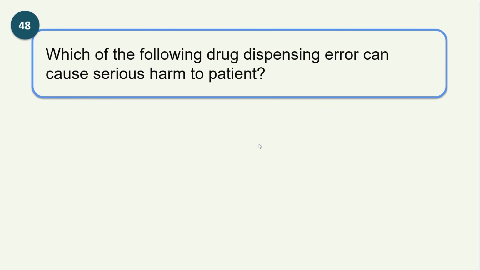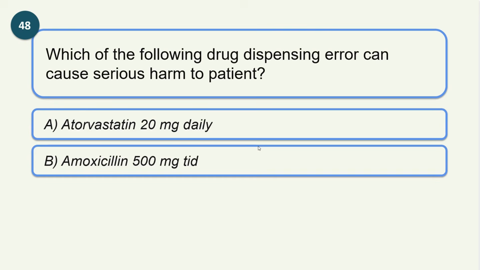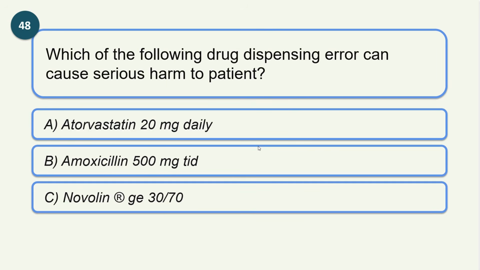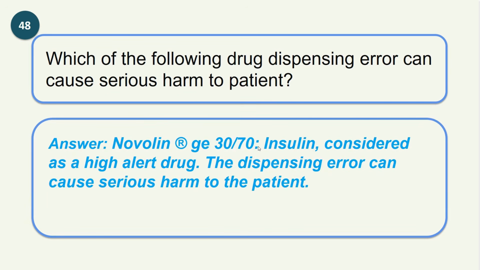Next, which of the following drug dispensing errors can cause serious harm to the patient? A. Atorvastatin. B. Amoxicillin. C. Novolin, which is the insulin. And D. Metformin. The correct answer is Novolin insulin. Insulin is known as a high alert drug, which often results in errors that can cause serious harm to the patient.